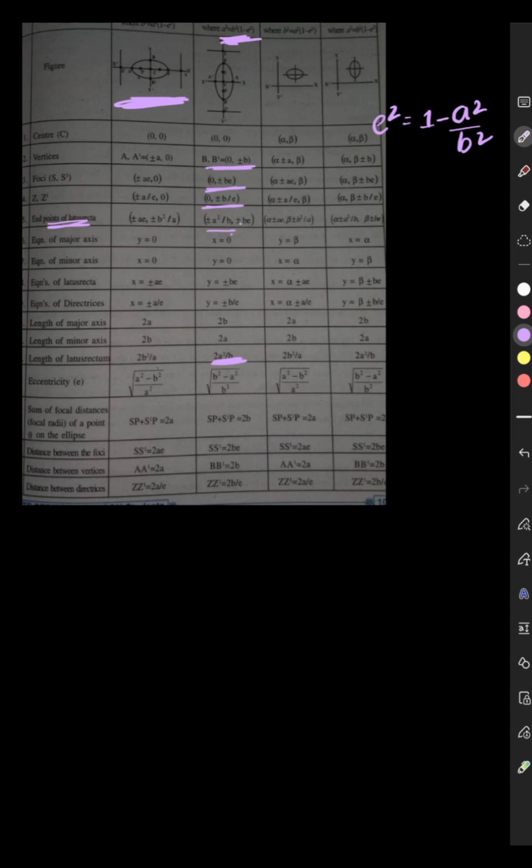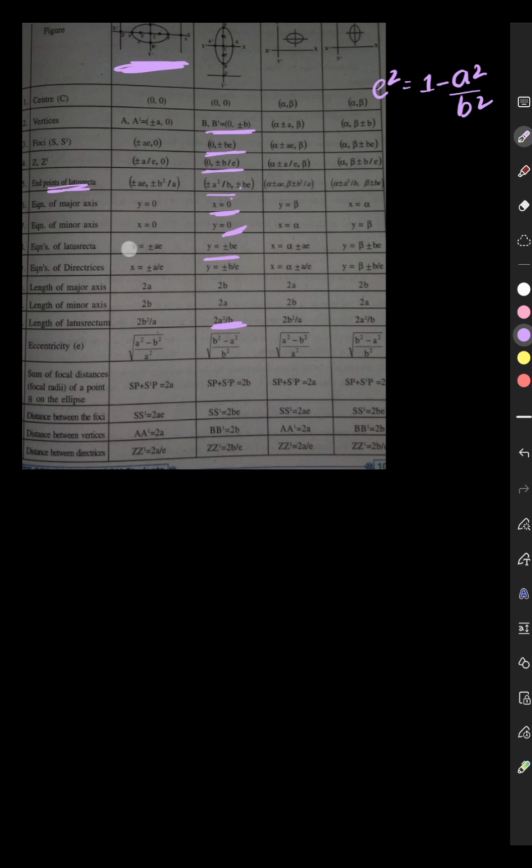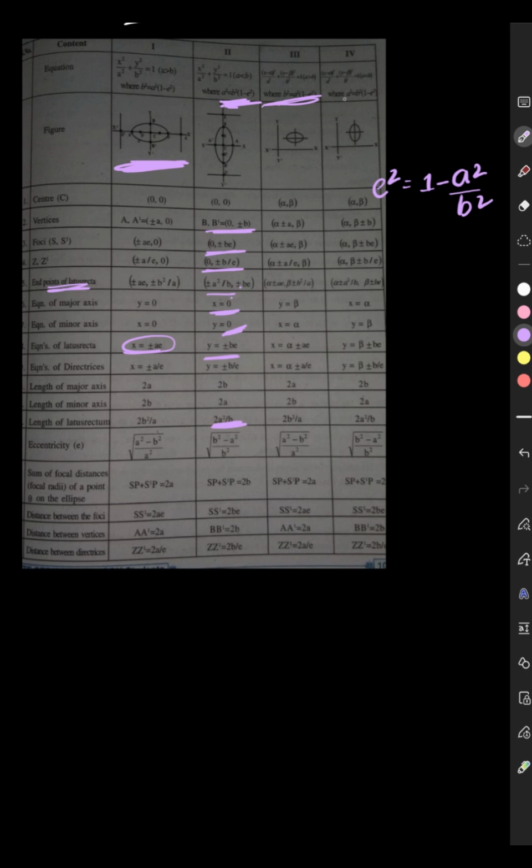coordinates as well. So equation of major axis x equals 0, equation of minor axis y equals 0, and equation of latus rectum will be y equals plus or minus be, whereas for the horizontal ellipse it was x equals plus or minus ae. Right, so you can go through this table. You also have all these values, all these coordinates, for an ellipse whose center isn't origin as well. So you can definitely look through that as well.